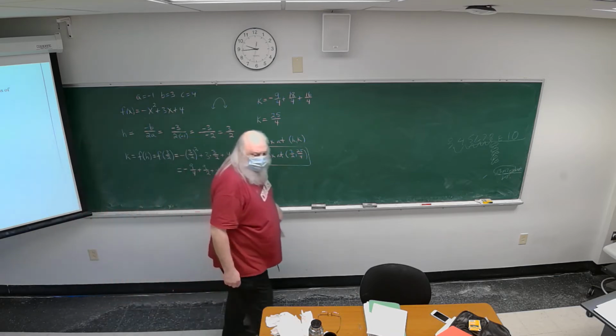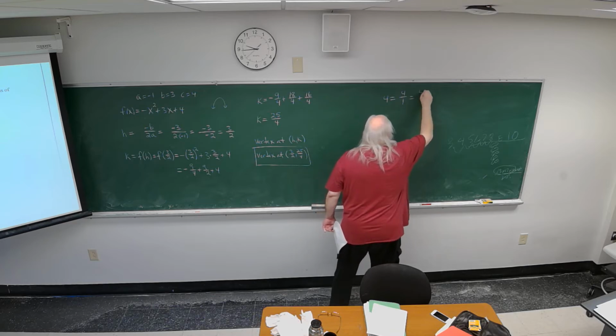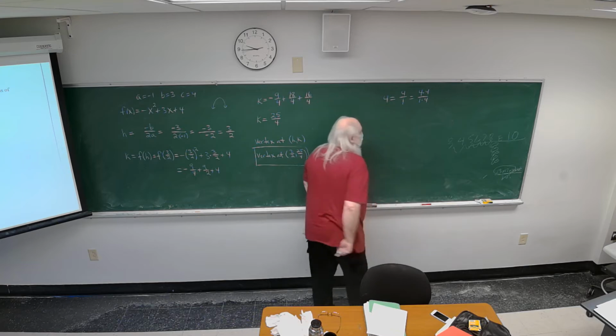Well, this is plus 4. 4 is equal to 4 over 1. And when you multiply top and bottom by 4, you get 16 over 4.